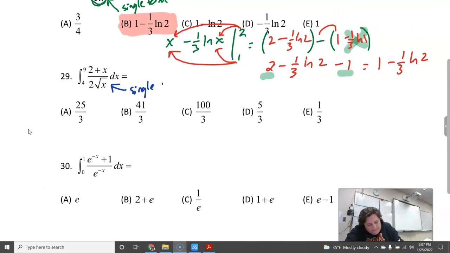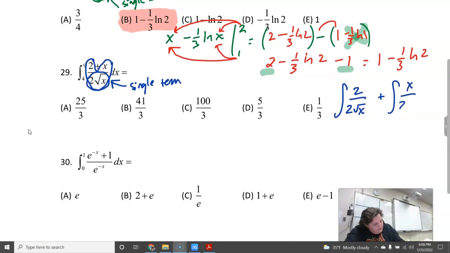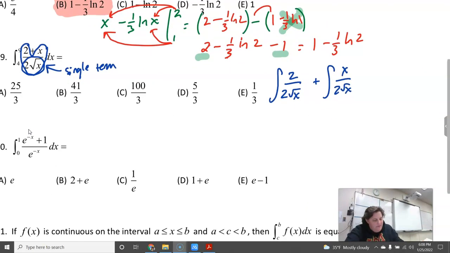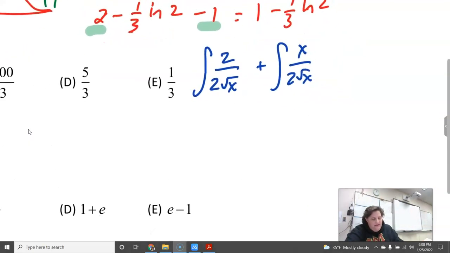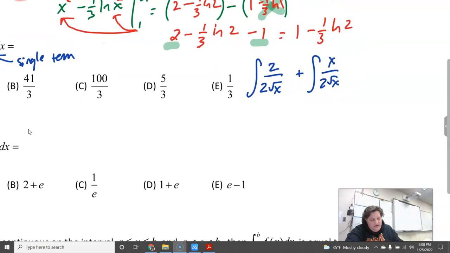Single term on the bottom. I got to do this. Okay. So that's going to be 2 over 2 square root x. And then I got to do this, x over 2 square root x. Now, before I actually integrate these, I definitely want to simplify them. But you see how I split it up?